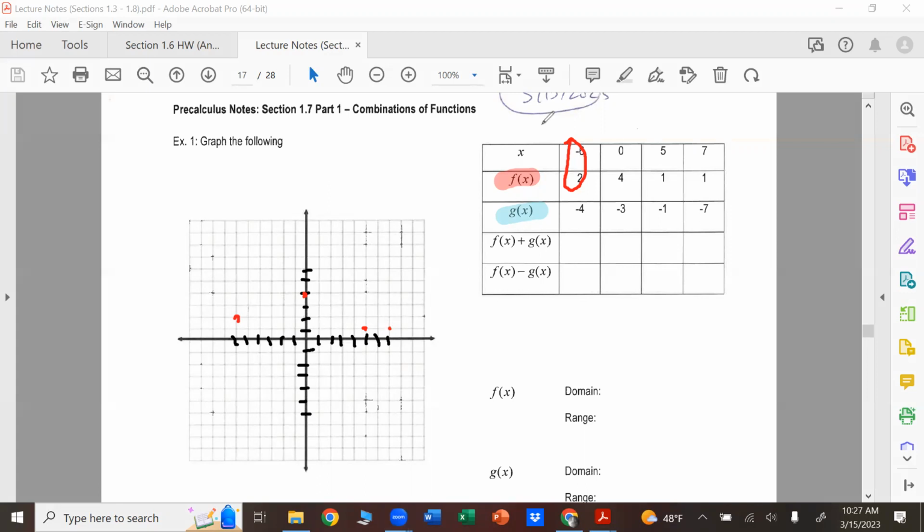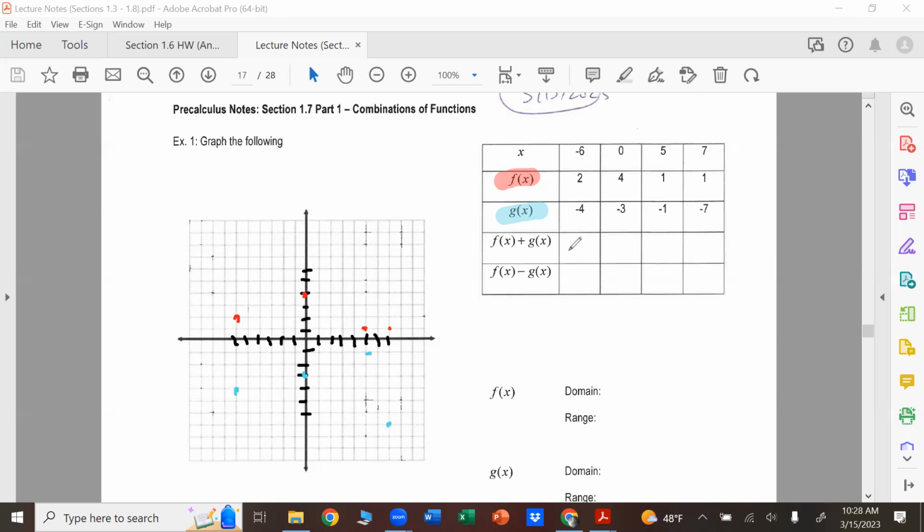Now in blue, or light blue, you're going to have -6, -4, way down here. 0, -3, way down here. 5, -1, way down here. And 7, -7, way down. Ooh, boy. Goes down here. Okay. Now, if you're adding f of x with g of x, you're simply adding the y coordinates.